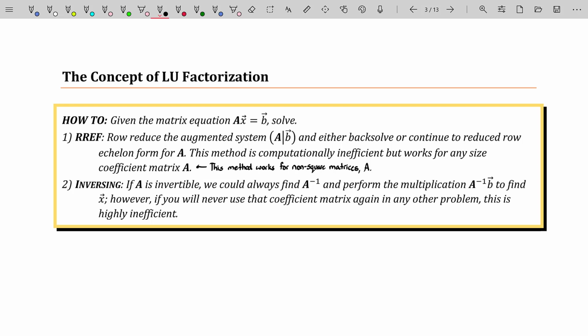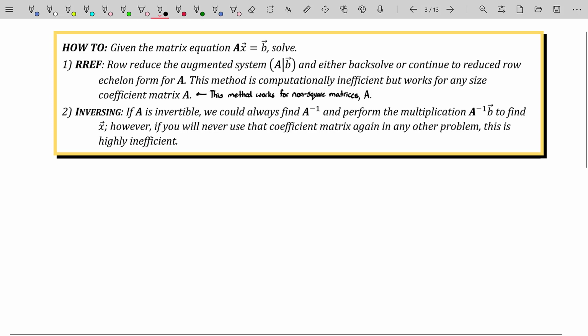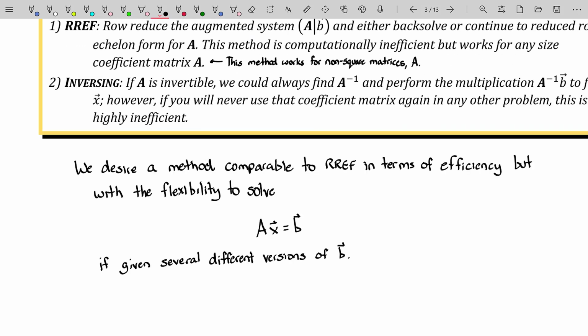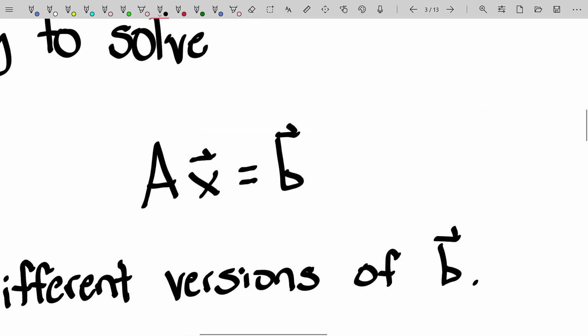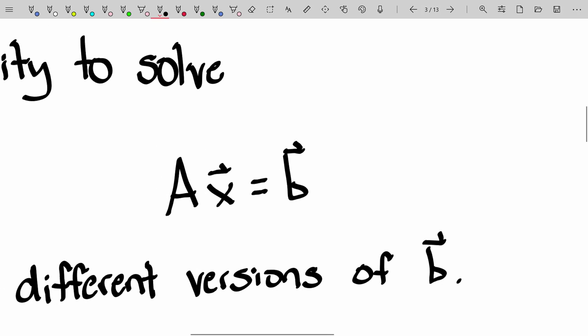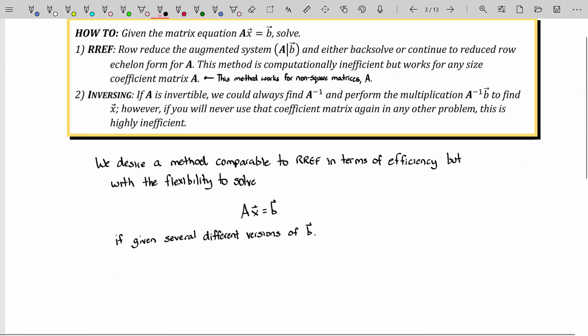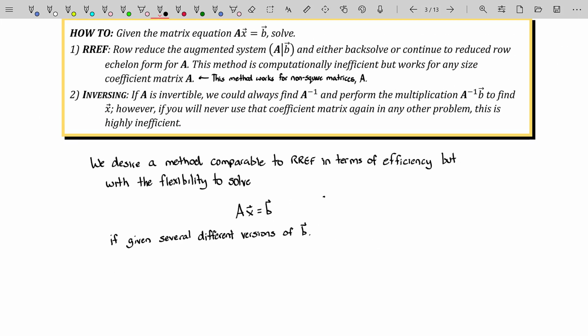So what we're trying to do now is find a method comparable to reduced row echelon form in terms of efficiency, but with the flexibility to solve that matrix equation if given several different vectors for the right-hand side. Let me write that down actually. Now, one thing I do want to mention, we're going to reference this matrix equation, the non-homogeneous matrix equation Ax equals b, many times in this lecture video and the next lecture video. So I'm going to actually label it just because I want to reference it. So 2.5.1 is what I'm going to label that as.